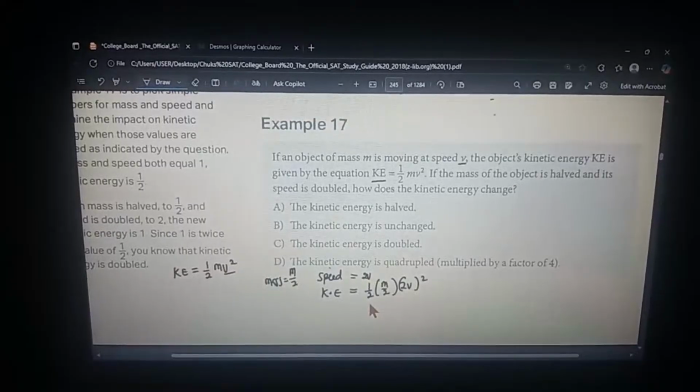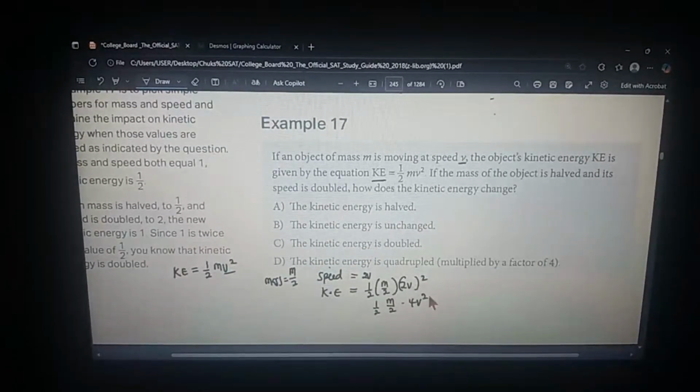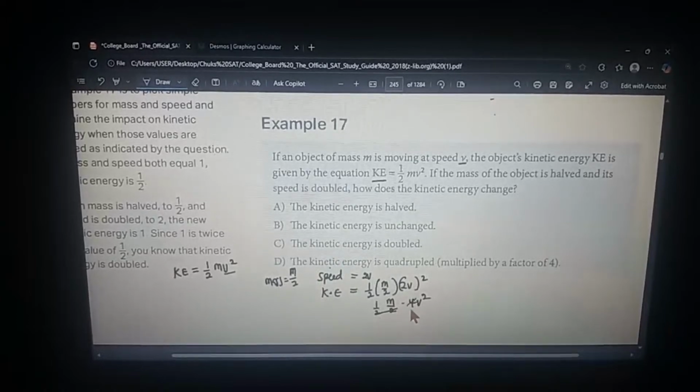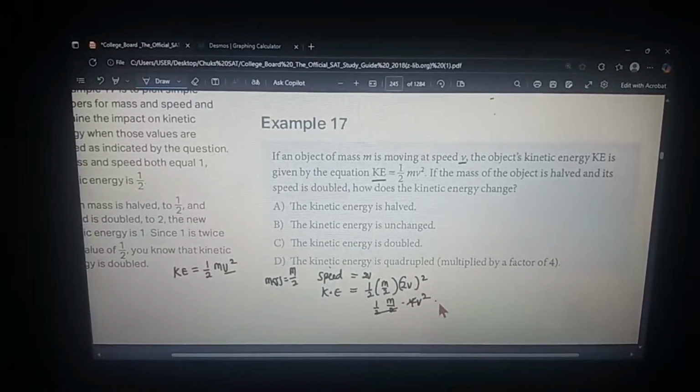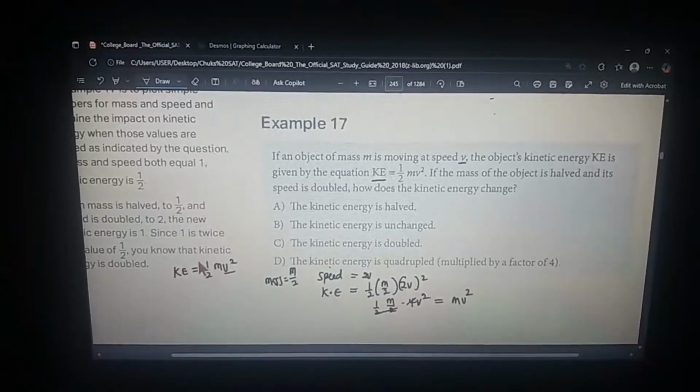So now let's clean this up. That would be 1 over 2 times m over 2 times 4v squared, right? Because 2 squared is 4 and v squared is v squared. From here, these 2 times 2 cancel out the 4. And finally, what do we have? We just have mv squared. Previously we had half mv squared, and now we just have mv squared. So that means the kinetic energy doubled.